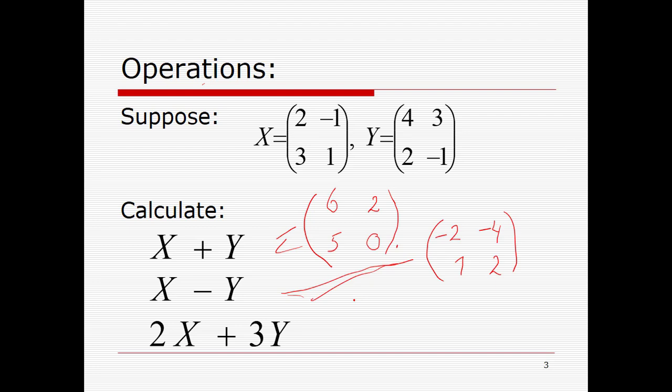We can also have a scalar multiplication. So then we first apply the scalar multiplication to the matrix. So this would become 4, minus 2, 6, 2, plus scalar multiplication with y, 12, 9, 6, minus 3. And then, of course, we just need to add them again.